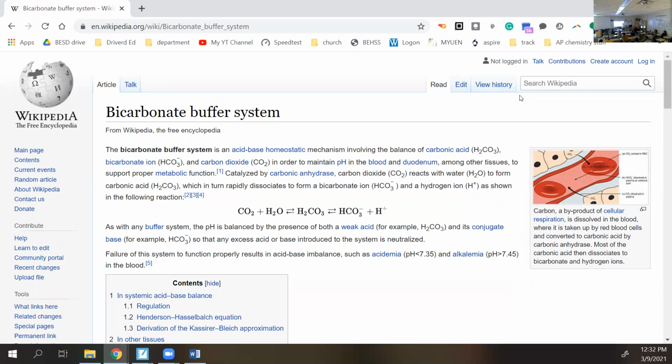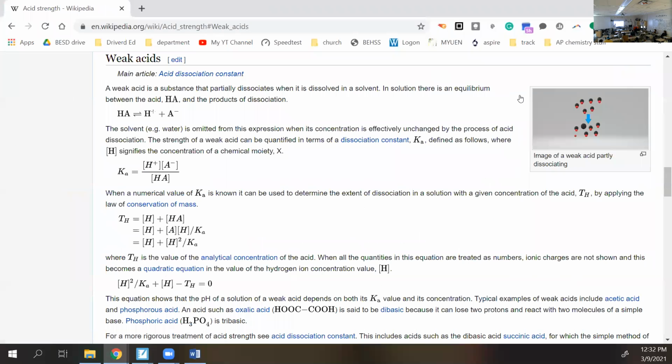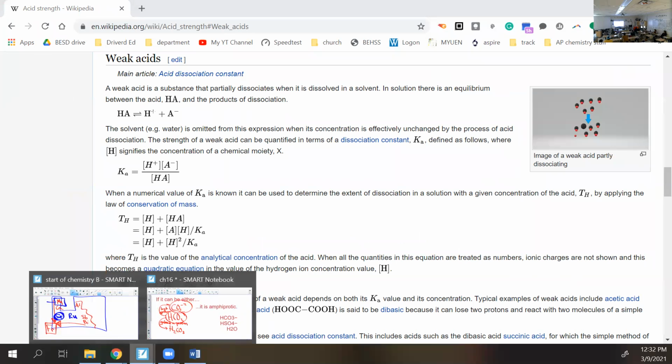So look right here. We have something that can attract the H. We have something that can attract the OH. So in our own blood, we produce a system to offset changes in pH. It's called a buffer, and they're super, super important. Without them, we would not function. And we'll learn about that. That's where chapters 16 and 17 are going.